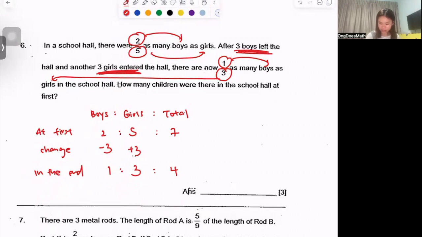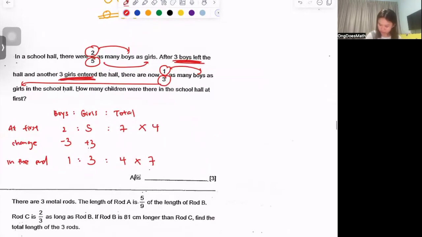Now can you see that there's a misalignment? Total cannot be 7 and 4 at the same time, they must be the same. So we need to do some manipulation. To the first row, we have to multiply the whole thing by 4. And to the last row, we have to multiply everything by 7. Good.